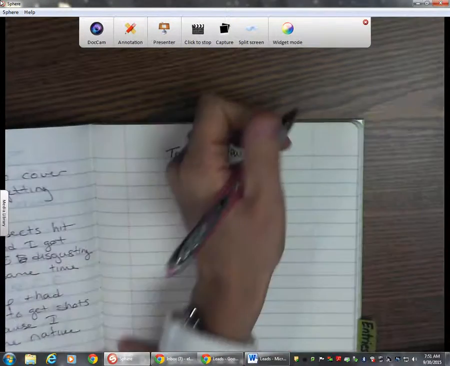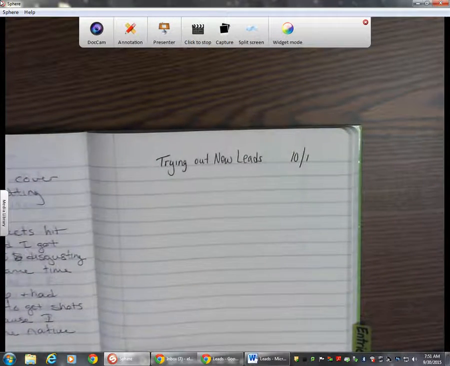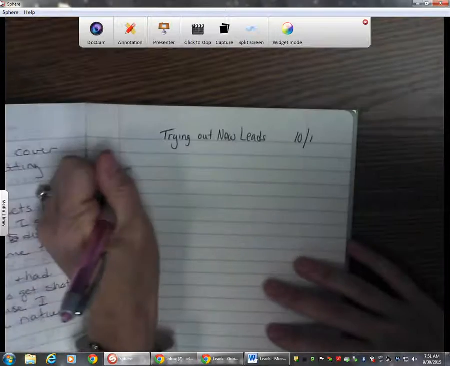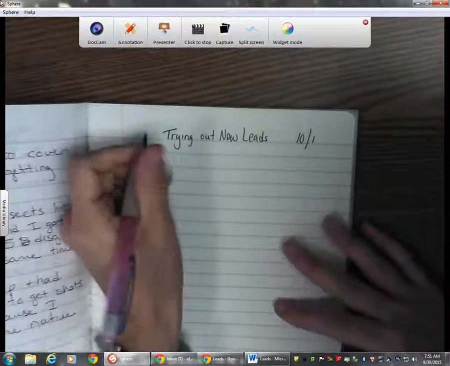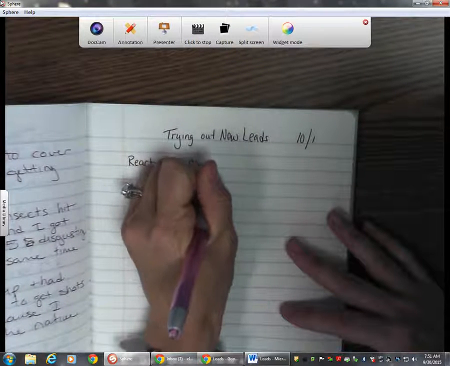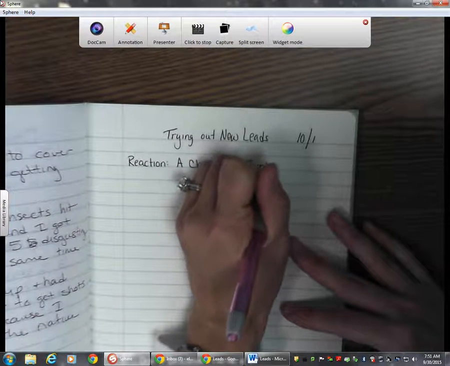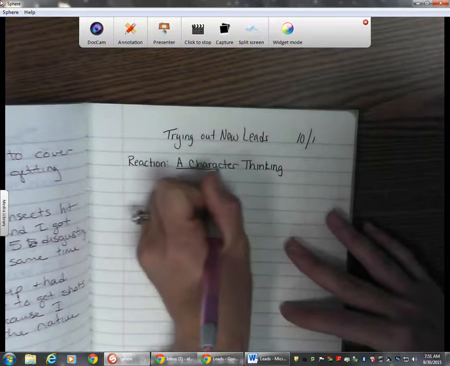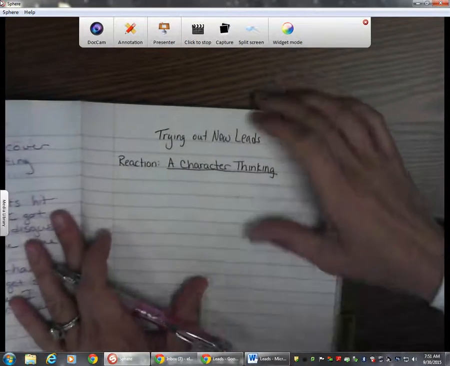And then the date. Okay, so the first lead I want to try out is a reaction, or my character thinking, and in this case the character thinking is me.